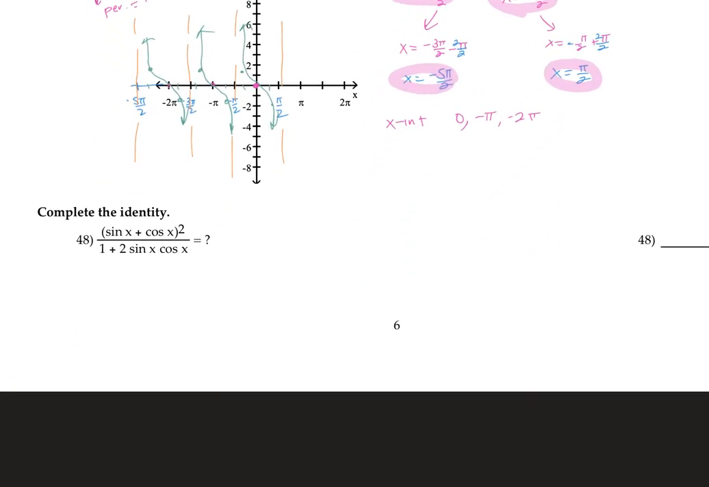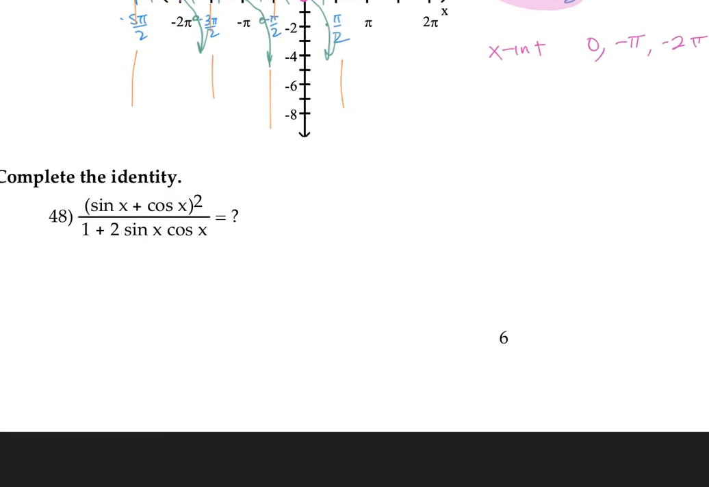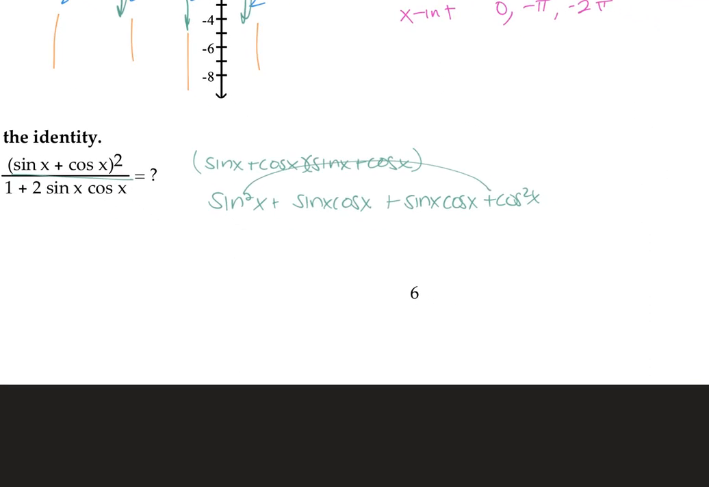Okay, for 48, this says identify or complete the identity. So it's sine x plus cosine x, squared, over 1 plus 2 sine cosine. So this squared would be sine x plus cosine x times sine x plus cosine x. I'd get sine squared x plus sine cosine plus, I'm going to reverse the order so it's the same, sine cosine plus cosine squared. Now these together are 1 plus 2 sine x cosine x over 1 plus 2 sine x cosine x, and there's just 1.